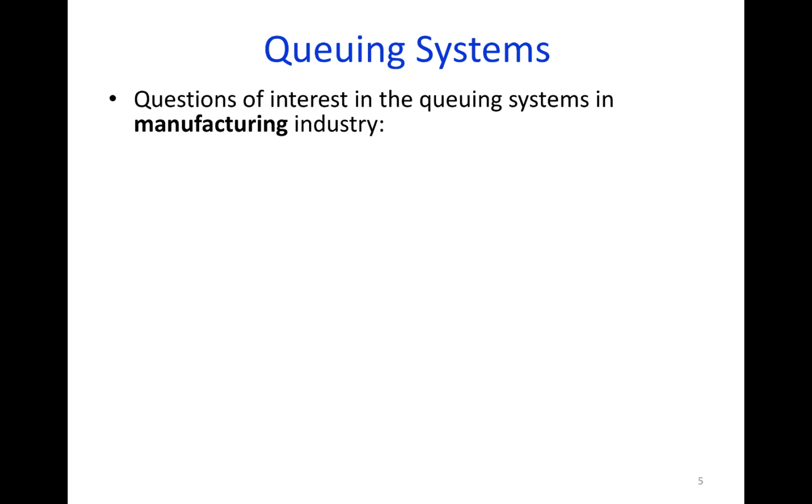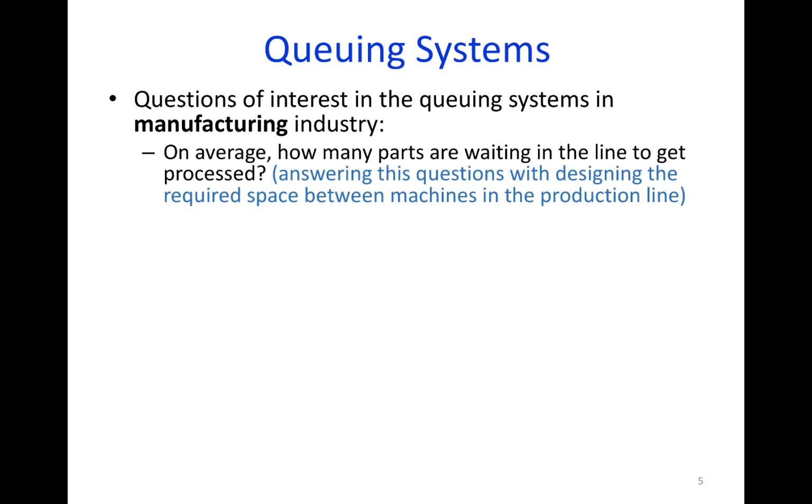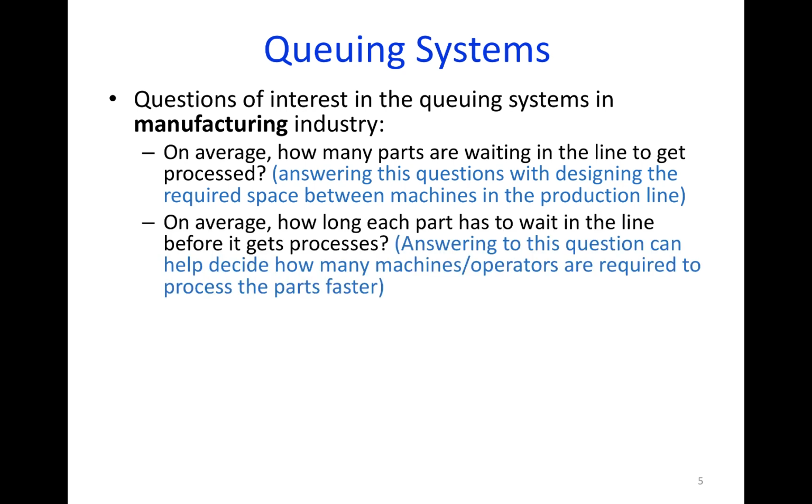If you think about the manufacturing facility, we have the same set of questions. On average, how many parts are waiting in a line to get processed on a machine? So again, answering this question can help us to design the facility layout to see how much space we have to put before a machine so that we have enough space for all the parts that are waiting to get processed. On average, how long does each part stay in the line before it gets processed?